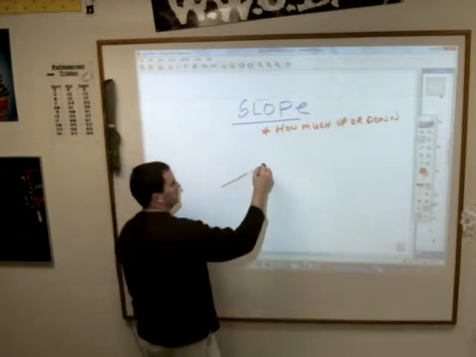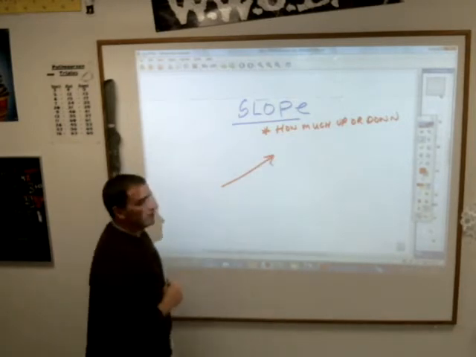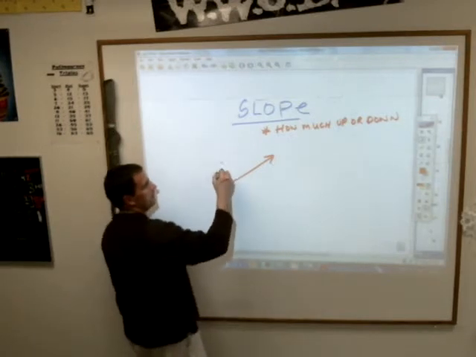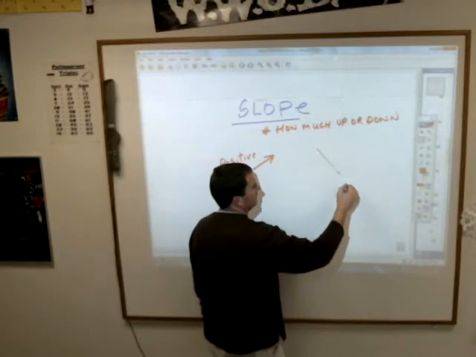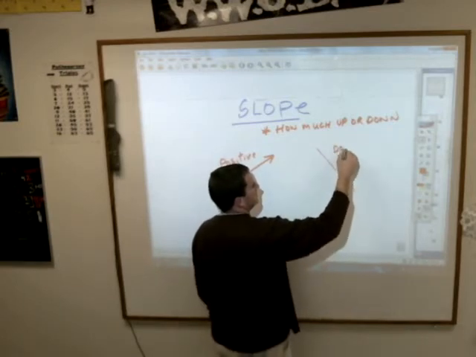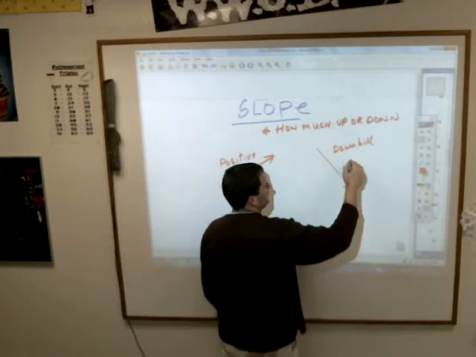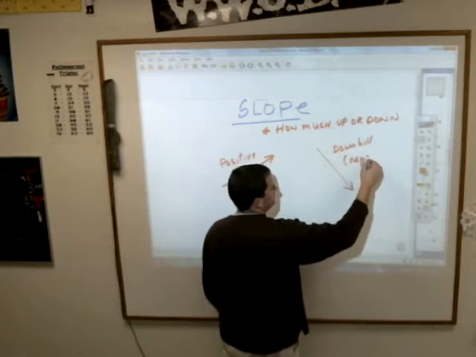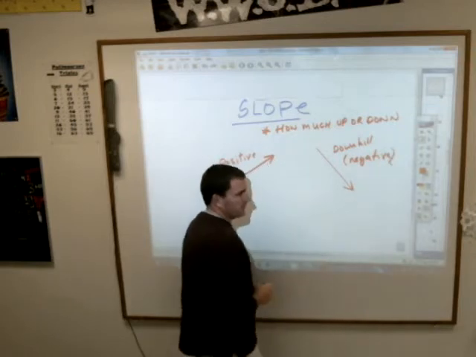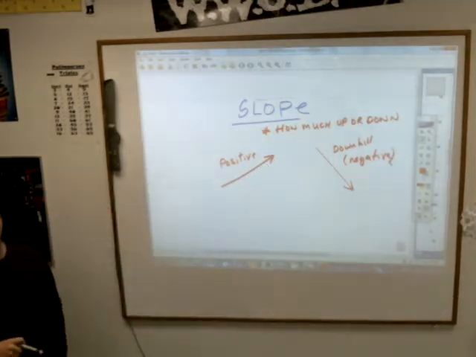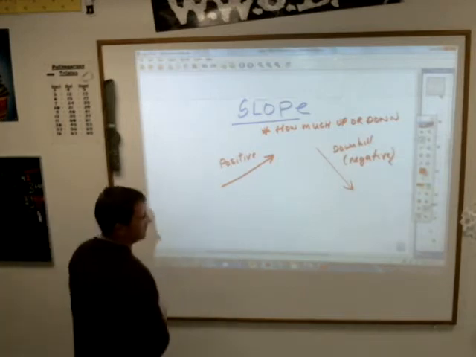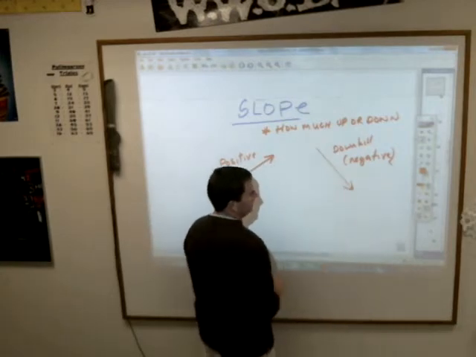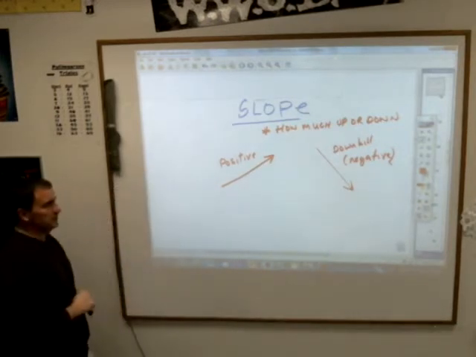For example, this goes uphill. If it goes uphill from left to right, we call that a positive slope. And if it goes downhill from left to right, it is a negative slope. Think about this. There is no way you could ski on a positive slope unless you're going cross-country skiing, and it'd be very difficult. To ski up a hill is pretty tough. We always ski downhill on negative slopes because we want gravity to pull us down.